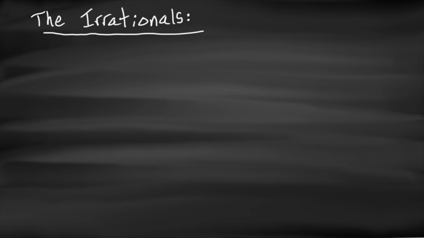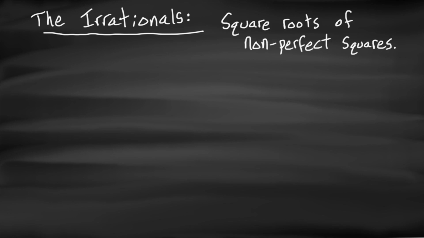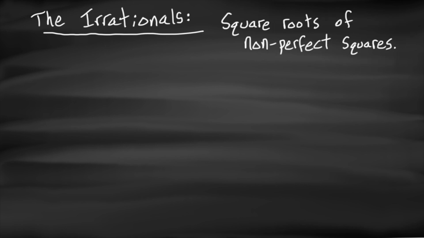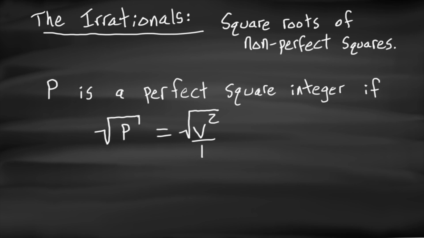The Irrationals. Square roots of non-perfect squares. That is, square roots of n, where n is an integer which is not a perfect square. The first set of irrational numbers we will look at are the irrationals produced by taking the square root of a non-perfect square. p is a perfect square integer if the square root of p is equal to the square root of v squared over 1.